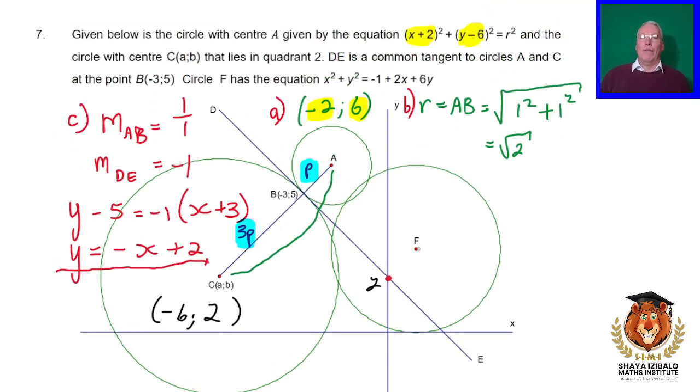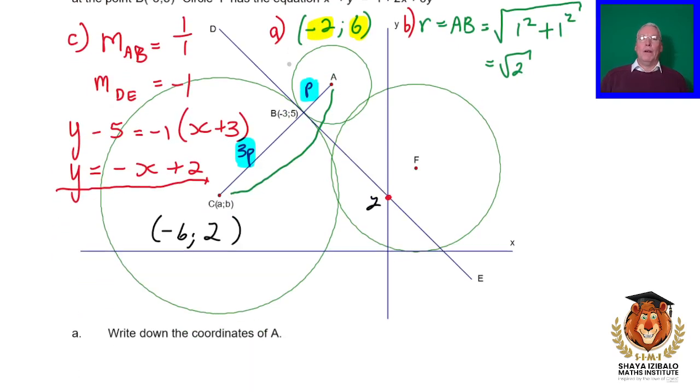So find the center of this circle. Now, F is not in standard form, so we're going to need to put it into standard form, and we've done this so many times. So here's our answer to D. Our answer to E is just going to be to put this equation here, this green one, into standard form. Let's start off by collecting everything that's got x's and y's in on one side.